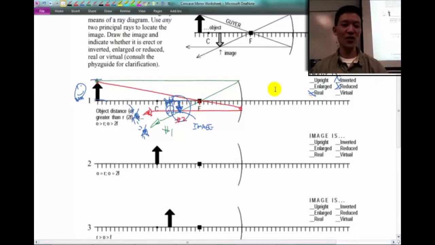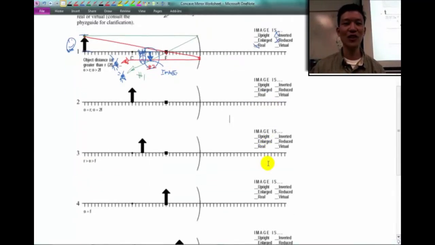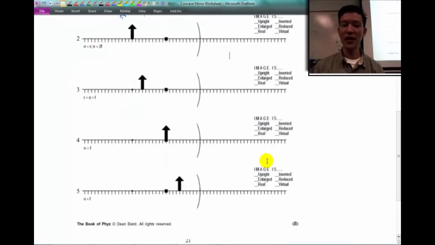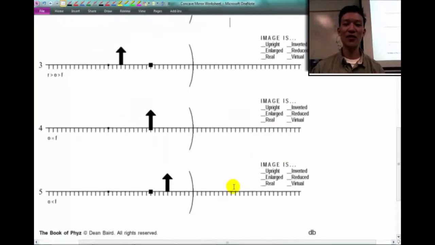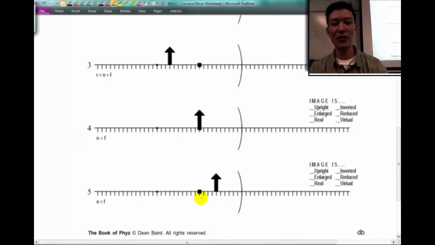Let's do the hard one for you guys. Which is a hard one on this one? Can you tell? Which one's weird? Which one's different? Number 5. Number 5 is a weird one because number 5, you are inside the focal point.